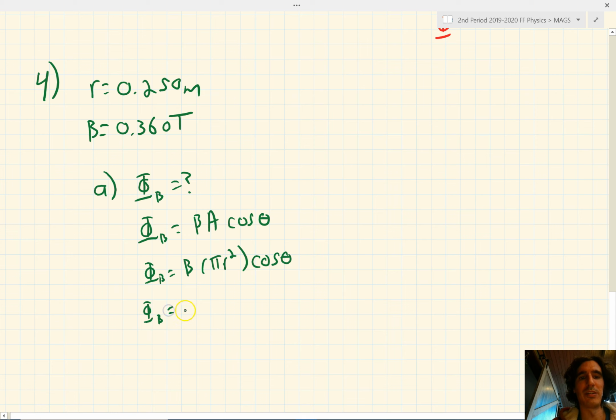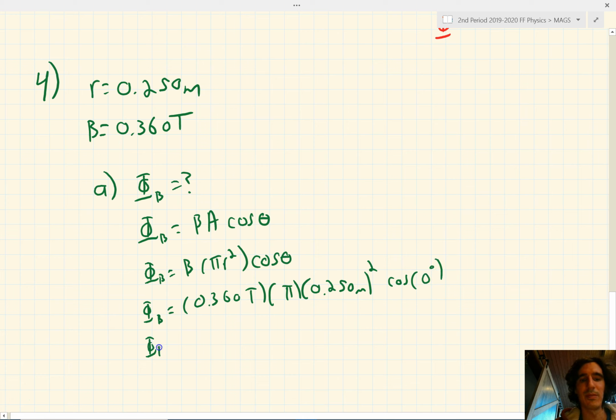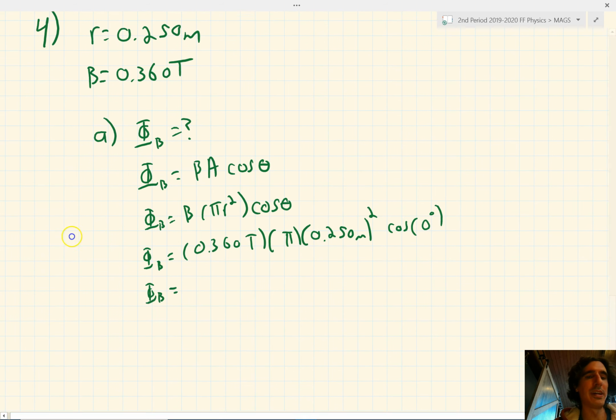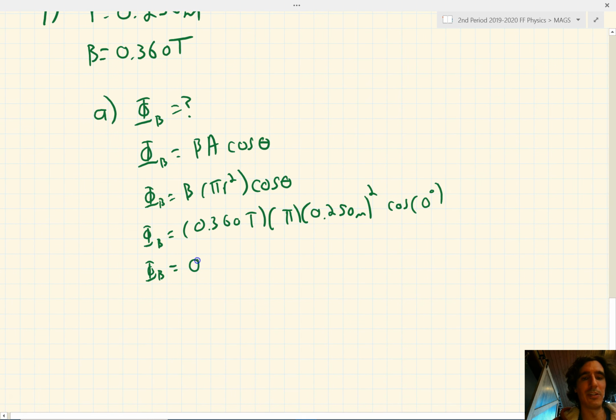And now we just plug and chug. So 0.360 teslas times pi times 0.250 meters squared, and the cosine of 0 degrees. Plug in our calculators and we get a magnetic flux of 0.0706 Webers.